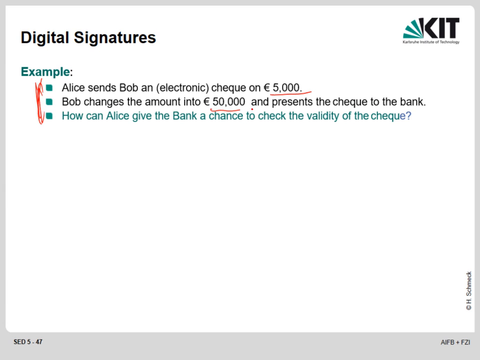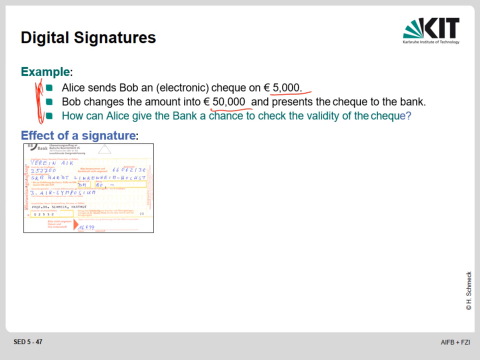You just insert another zero, go to the bank. The bank now, how can it check whether that is a valid content? In particular, if it is an electronic document, how can you notice that something has been changed? And this is the question that we have. How can we make sure that we can detect changes to a document?